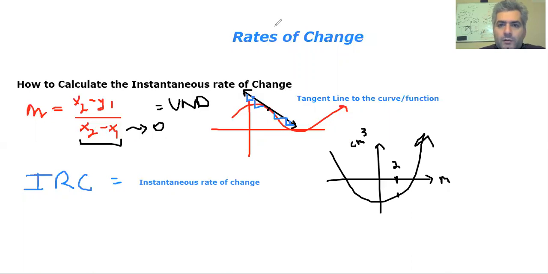So we want to find the instantaneous rate of change at 2 meters. And what we're going to do is quickly draw the slope of the tangent. Just change the color. Okay, there we go. We're going to make sure that that line passes through 1 point.